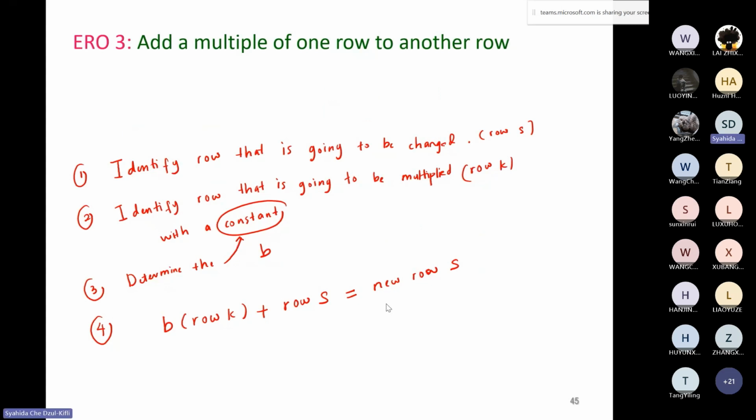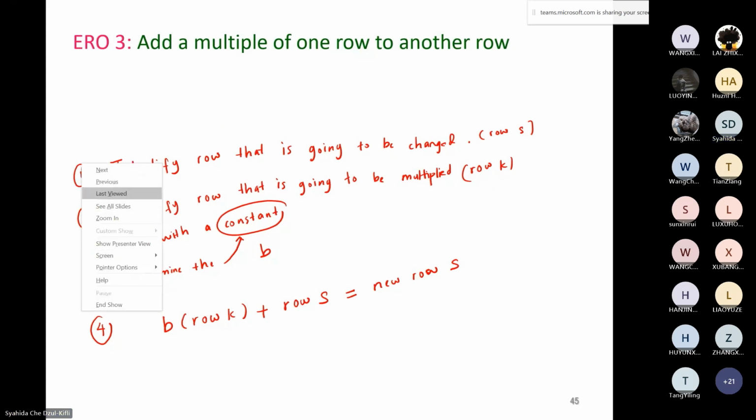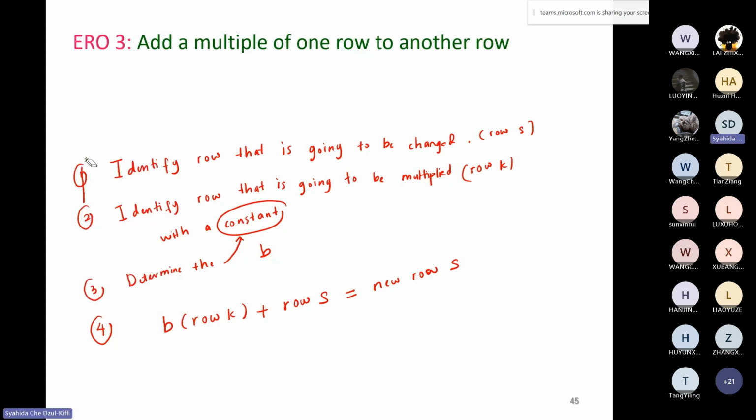Do you need this picture? You may take a picture and keep it because I am going to erase it.